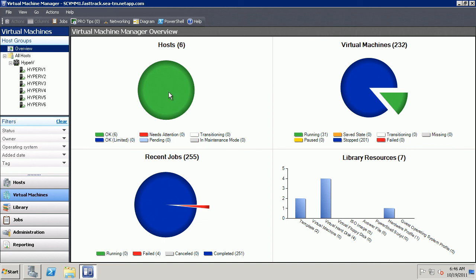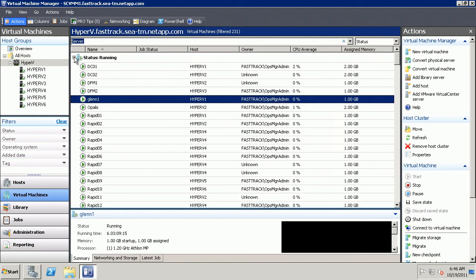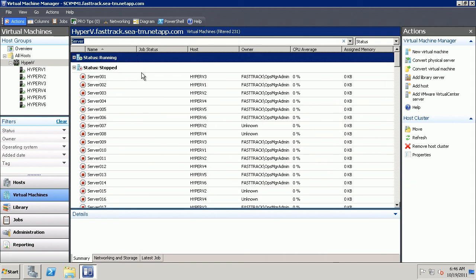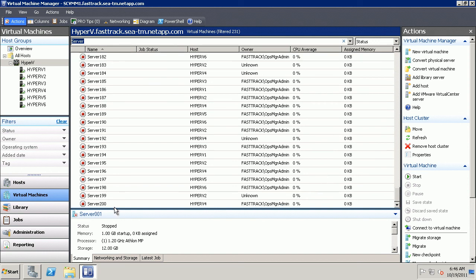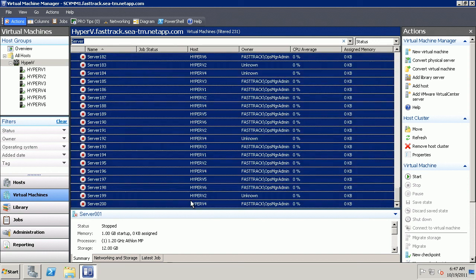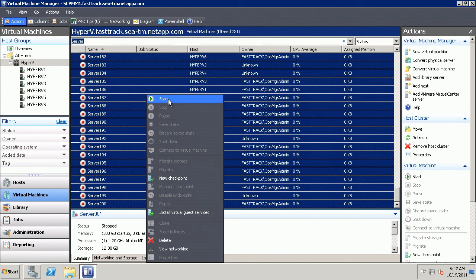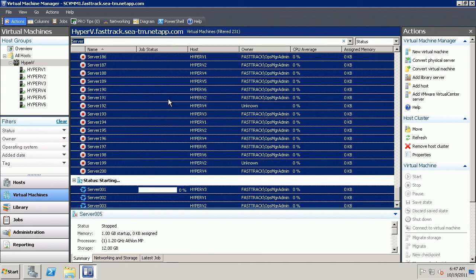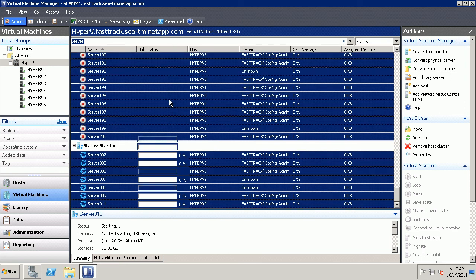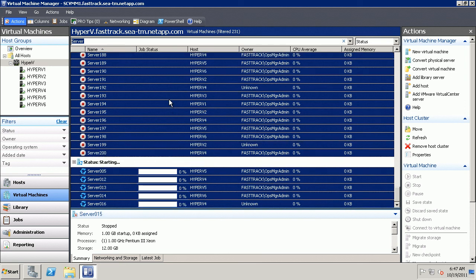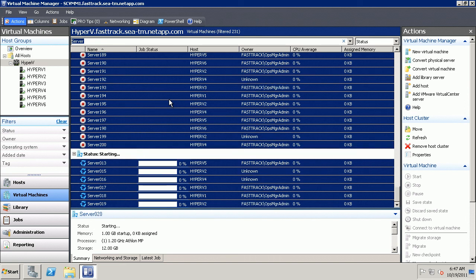Here we have SCVMM connected to a single Hyper-V cluster with 6 Hyper-V hosts. On that cluster we have 230 virtual machines, 30 of which are up and running, so there is some load running. But now we're going to do something that would normally be considered very foolish and start all 200 VMs. Right away we see SCVMM starts to fire up the virtual machines as fast as Hyper-V will allow it.